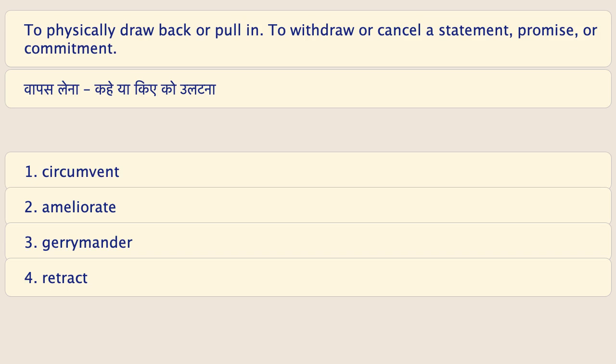At this point, let us analyze the options provided. Which of these words fits the given definition most appropriately? Circumvent, ameliorate, gerrymander, retract.